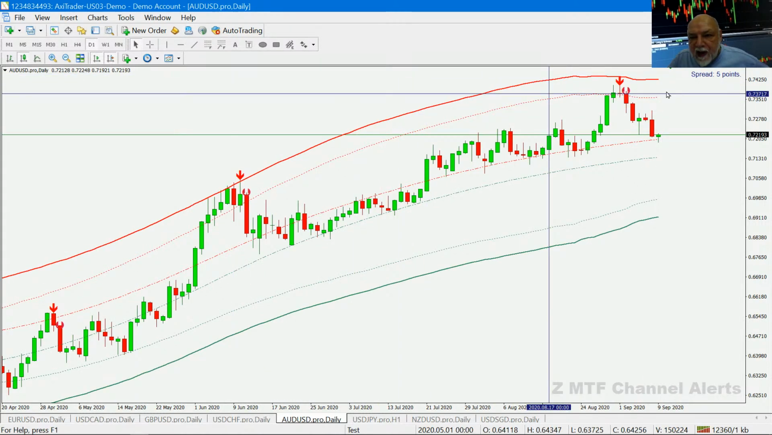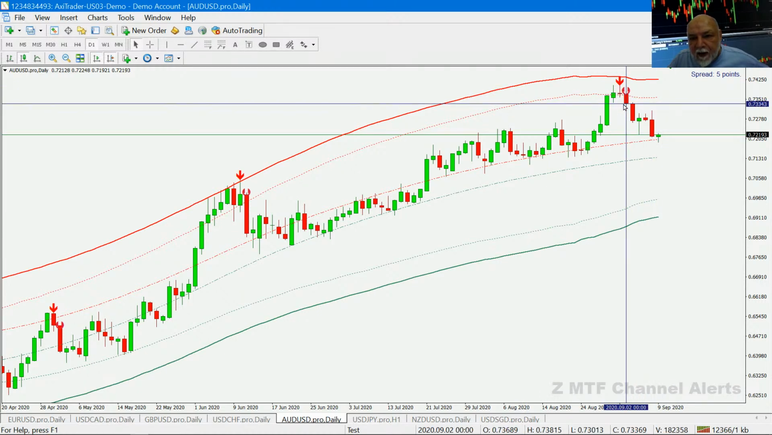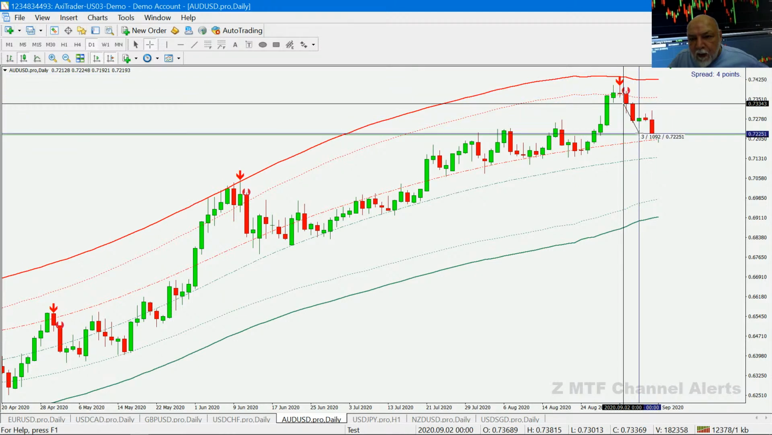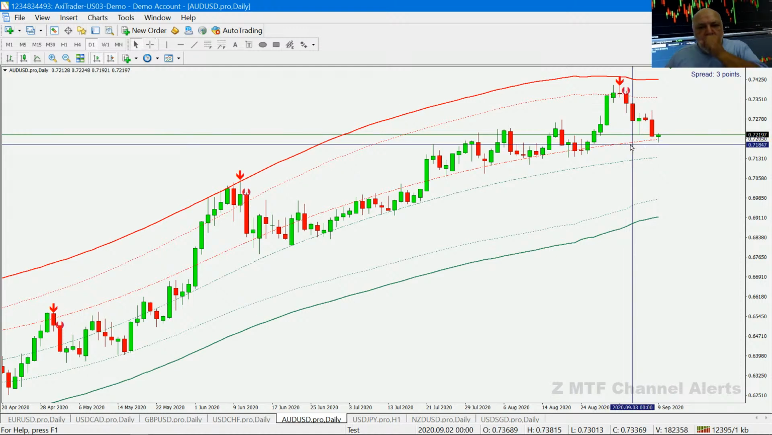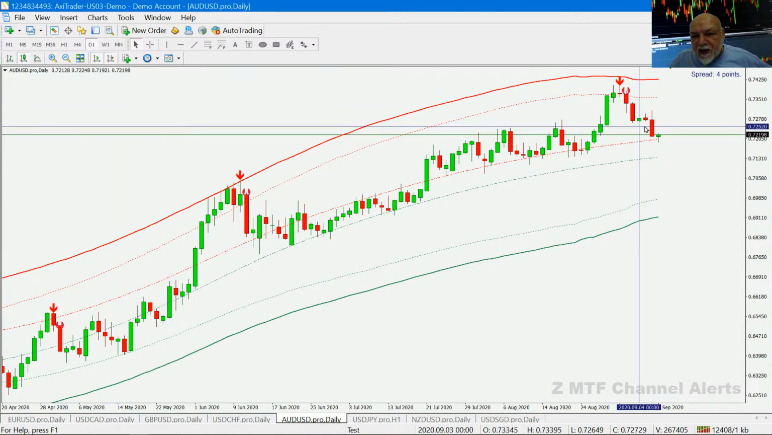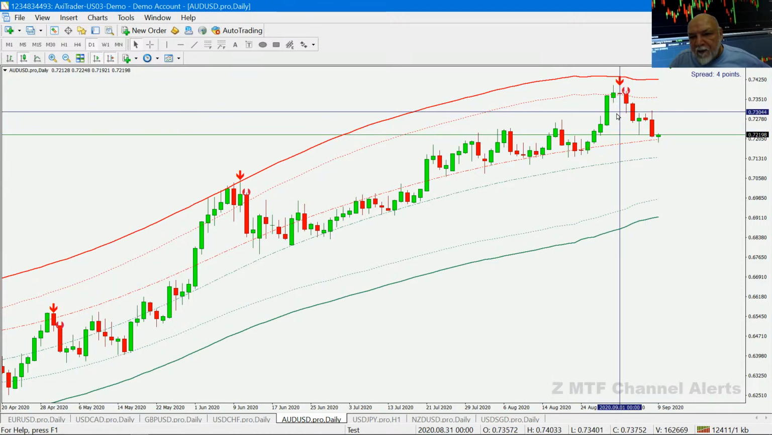And here you see that we had an alert. And if I measure, that was about a 110 pip stop with a target down here of about 140 pips, which we would have met very easily. So it was a better than one-to-one trade setup on the Aussie USD just a few days ago, last week. Okay. So that would have been a nice trade to take.